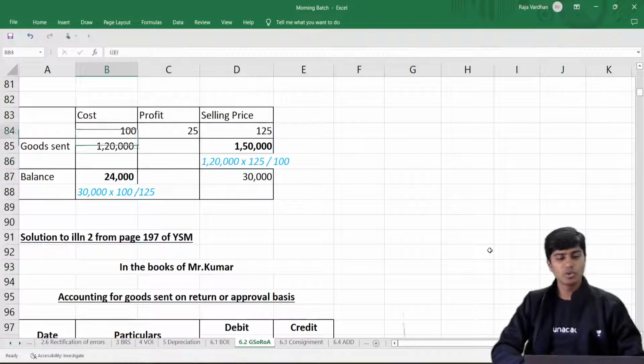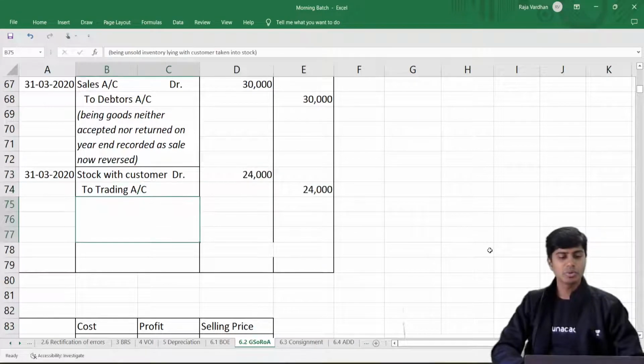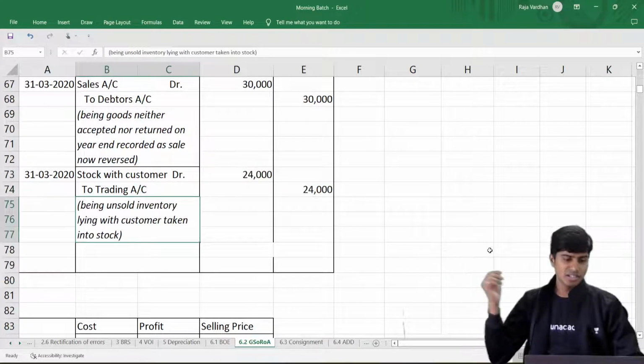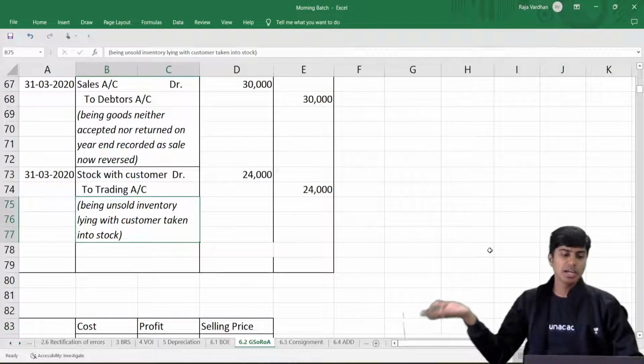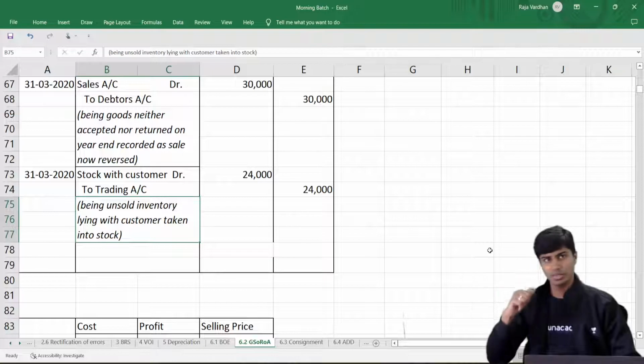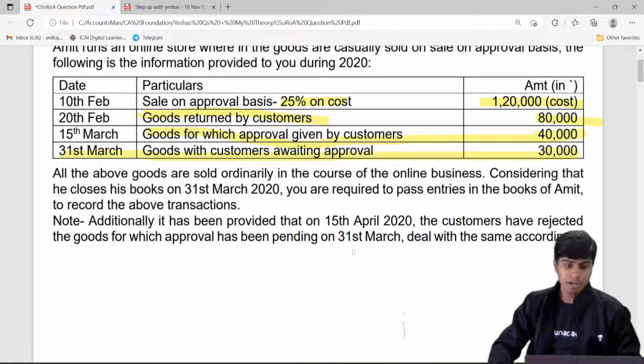Let's include this 24,000 into our stock by writing stock with customer to trading account. The entry is stock with customer to trading, being unsold inventory lying with customer brought into stock. Now come to the important part, the last part of the question.